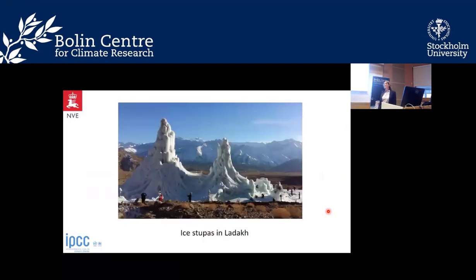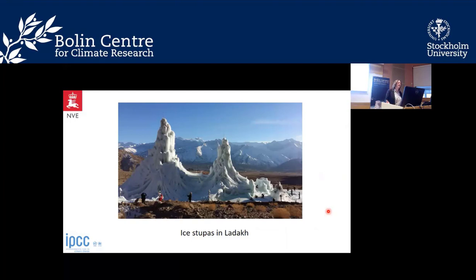This is one solution. We heard about coral gardening. This is glacier gardening. So grow your own glacier. This is called an ice stupa. A stupa is a Buddhist kind of monument, and this is one made of ice. Not just because it looks pretty, but it's a way of storing the water.